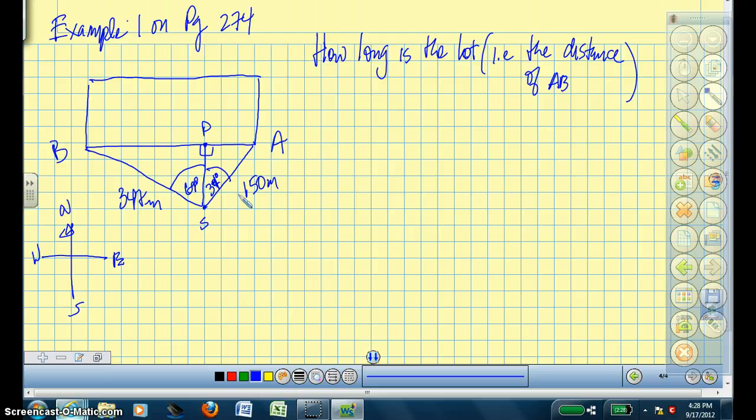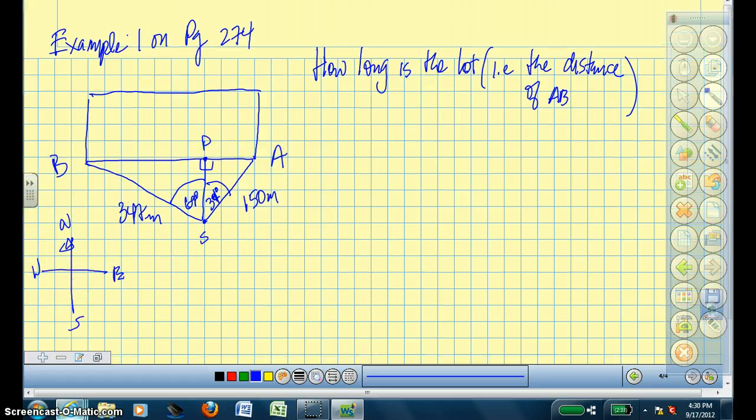And corner B is 347 meters away from S, and it's 69 degrees west of P, and I've given the directional symbols here. So essentially what the question is asking is how long is this lot, i.e. the distance of AB. So they want this whole horizontal distance from A to B.